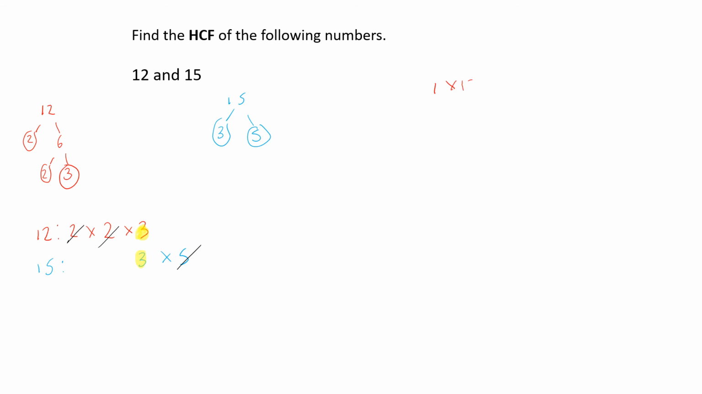So 1 times 12, 2 times 6, 3 times 4. So our factors of 12 are 1, 2, 3, 4, 6, and 12. Now let's have a look at 15. We can do 1 times 15, can't do 2. We can do 3 times 5, so that's going to give us 1, 3, and 5. Highest common factor then, so obviously these ones aren't the same, and 3 is the highest, so the same answer.